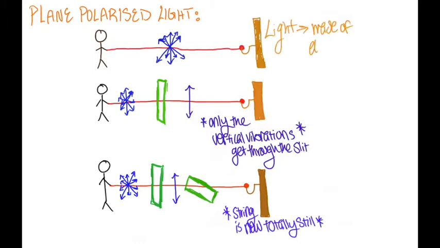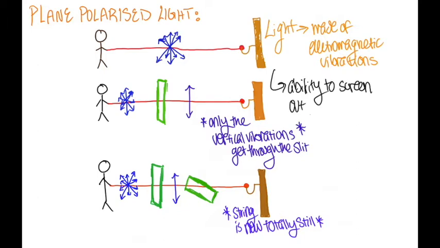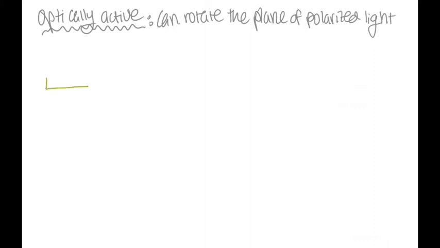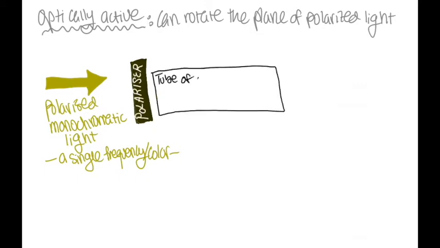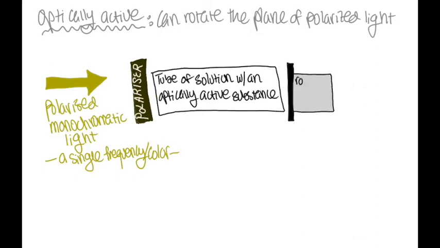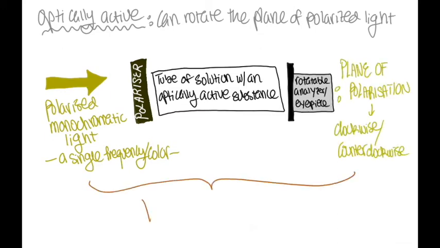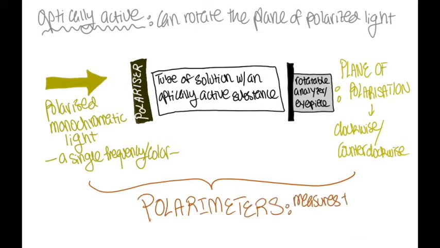Light is also made up of vibrations, electromagnetic ones. So some materials can screen out all the vibrations apart from those in one plane, and they can produce plane polarized light. An optically active substance is one that can rotate the plane of polarized light. If you shine a beam of polarized monochromatic light, of only a single frequency or a single color, through a solution of an optically active substance, when the light emerges, its plane of polarization is found to have rotated either clockwise or anti-clockwise.